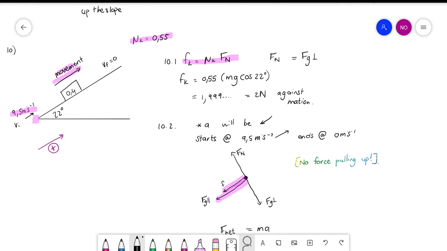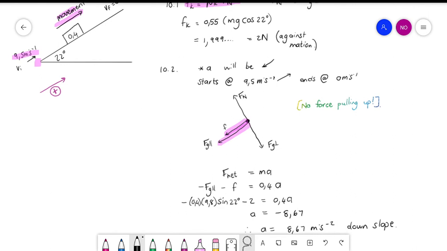And remember, it's against motion. You didn't have to put this in because they actually asked for the magnitude. Maar onthou net, maak nie saak wat ons doen nie, wrywing is altyd in die teenoorgestelde rigting as beweging. Then 10.2, they ask us for the acceleration of the block. So now we need to quickly unpack this.